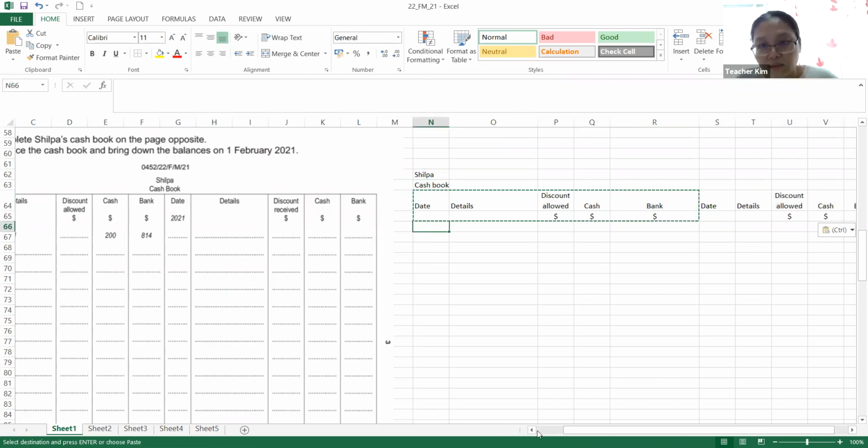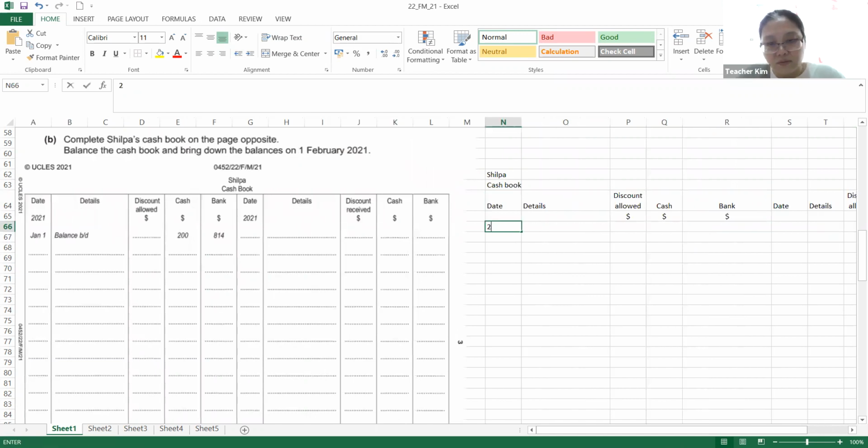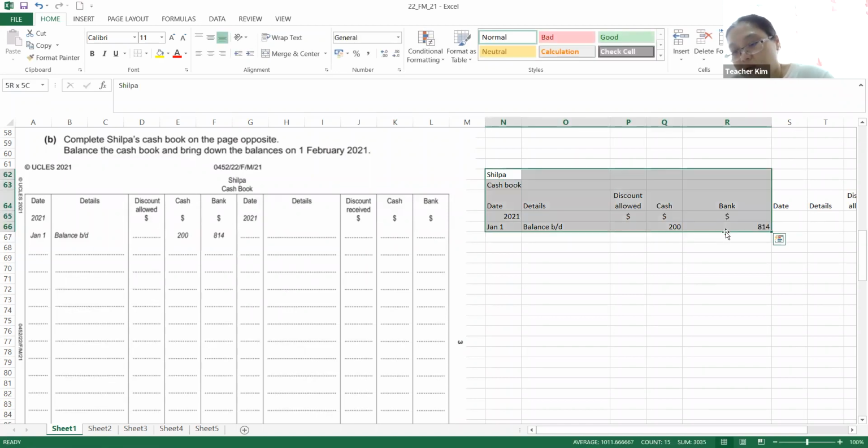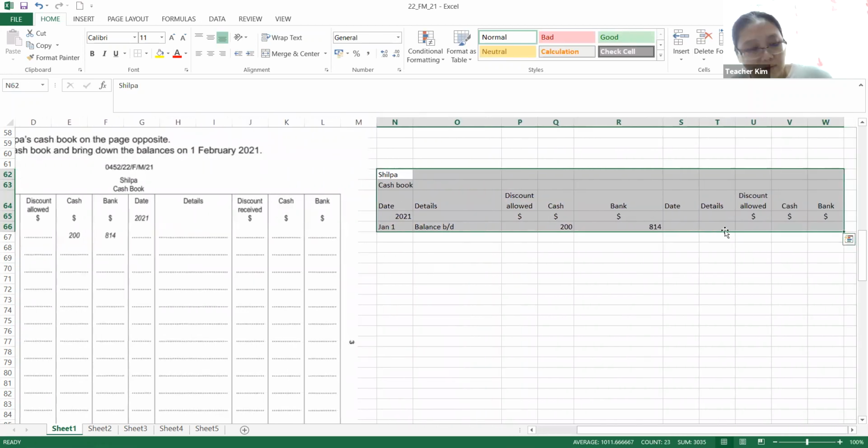Okay, let's see, they got the opening balance, 2021, January 1st, balance brought down. Please look into it. So at least you'll see anything not sure why and you doubt of the working that I put, just voice it up. So I copy up first.